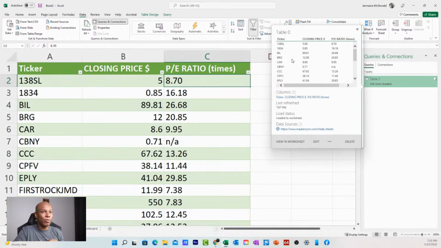I deleted all the columns that I didn't need. So I'm just pulling three columns from the Mayberry trade sheet: the ticker, closing price, and the PE ratio. PE is the price to earnings ratio. It's something that you can use to value companies.